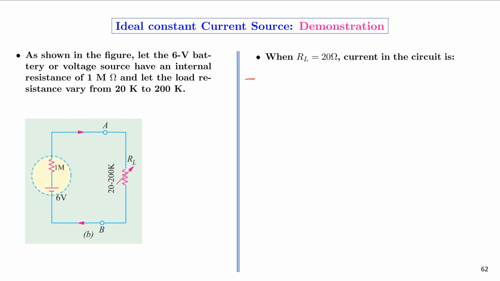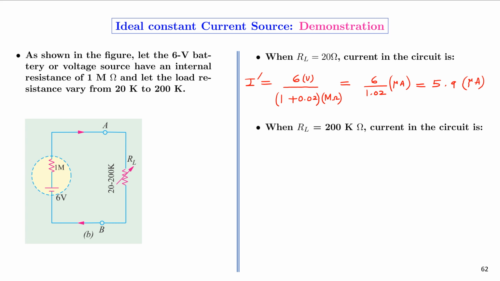In that case, the current in the circuit is I dash equal to 6 volts divided by the total resistance, that is 1 mega ohm plus 0.02. So the unit is mega ohm, and this is equal to 6 divided by 1.02 microamperes, which is equal to 5.9 microamperes.